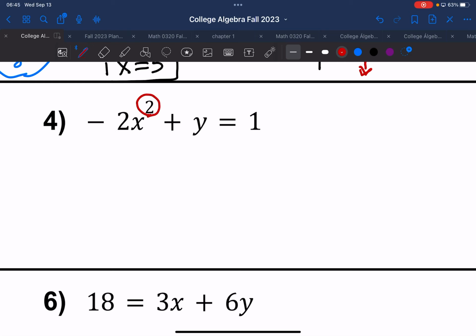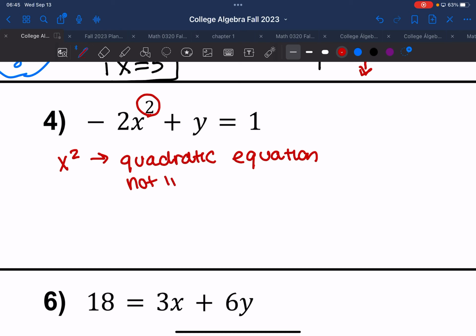What type of function is this? It's only exponential if we have a variable in the exponent. If we have an exponent of squared instead of linear, it's the next one up, quadratic. So if we see this x squared, this means it's a quadratic equation, so not linear. Meaning our overall answer is no, this is not in standard form because it's not linear.